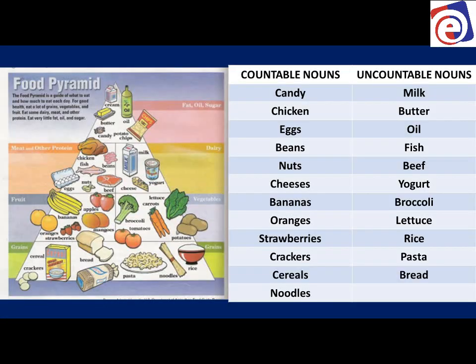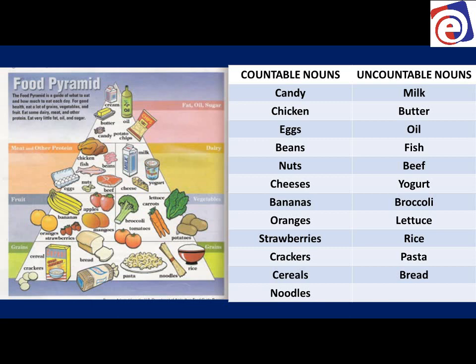All right, and so exercise B is divide the words in the food pyramid into 2 lists, countable and uncountable nouns. Add 2 more foods for each list. All right, so look at your screen now, and you see that this is what I've done. I've taken the different kinds of food from the food pyramid, and I've put them into 2 categories. One category is countable nouns. The other category is uncountable nouns.